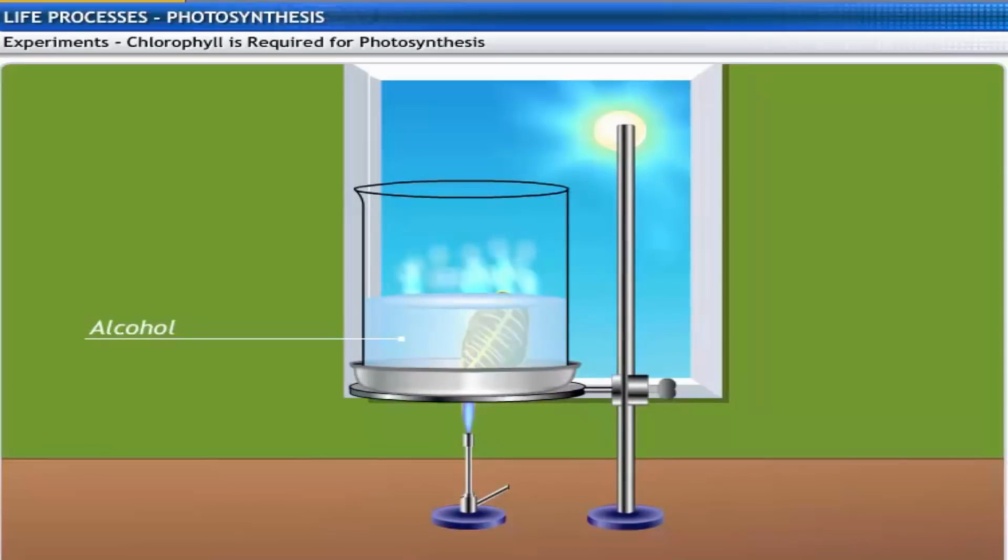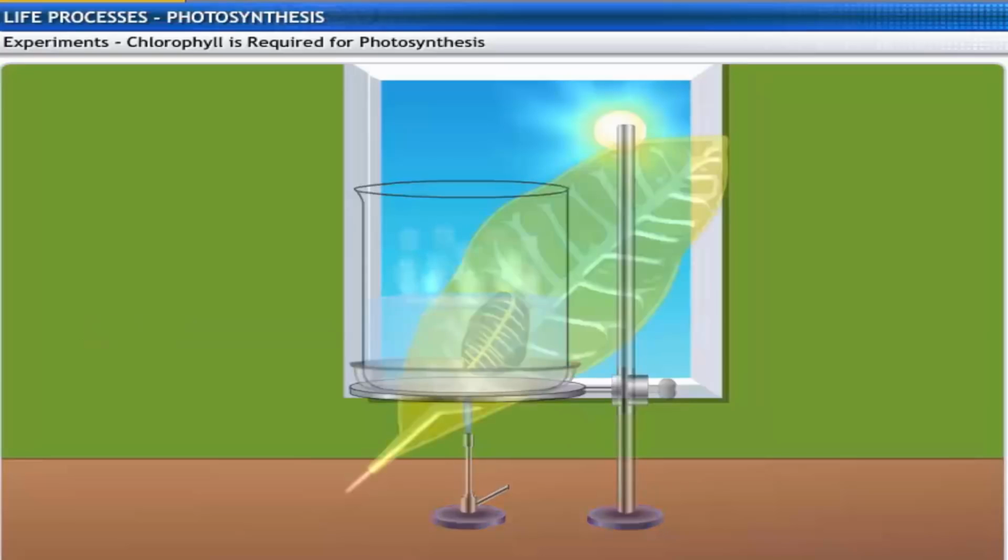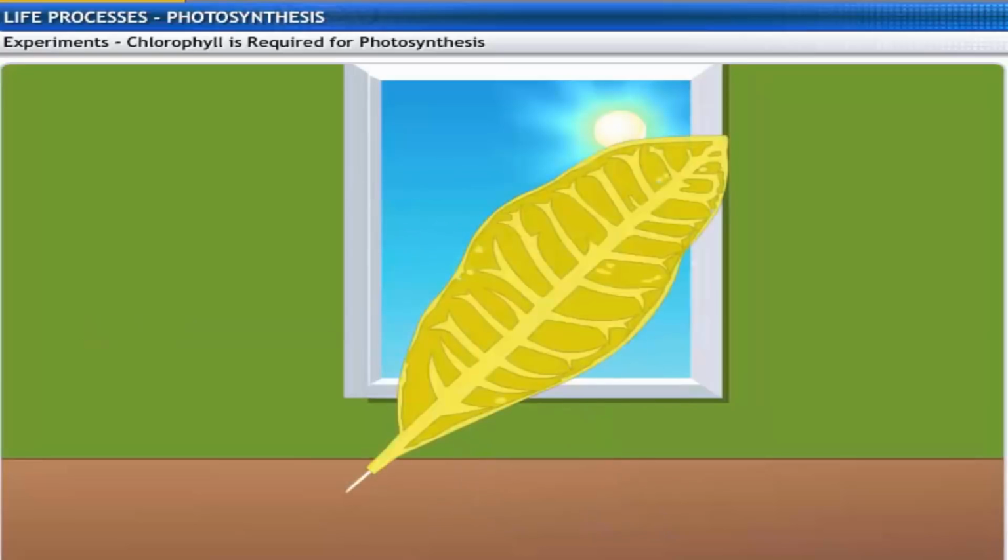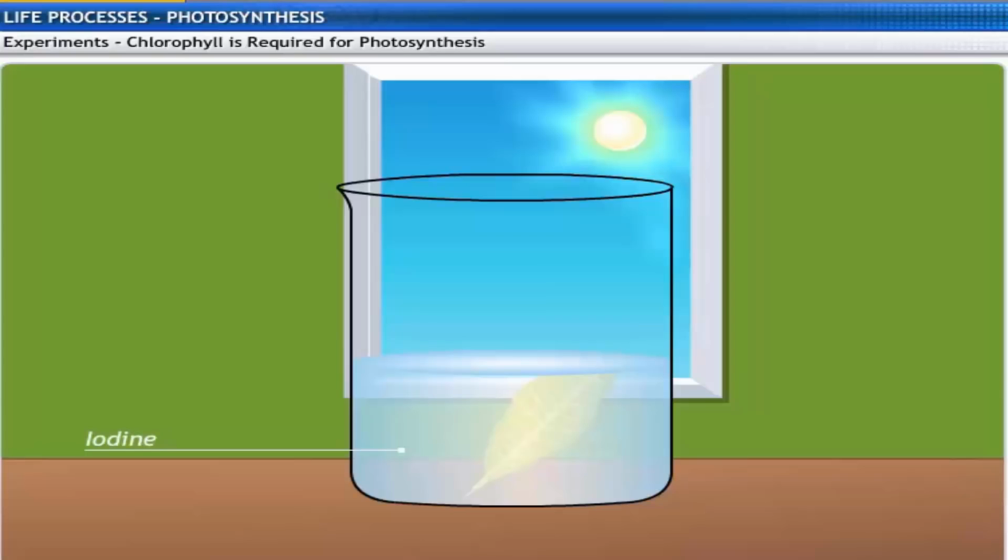Place the beaker in a water bath and heat it till the alcohol begins to boil. You will see that the leaf becomes colorless as it loses its chlorophyll. Now, dip the leaf in a dilute solution of iodine for a few minutes.